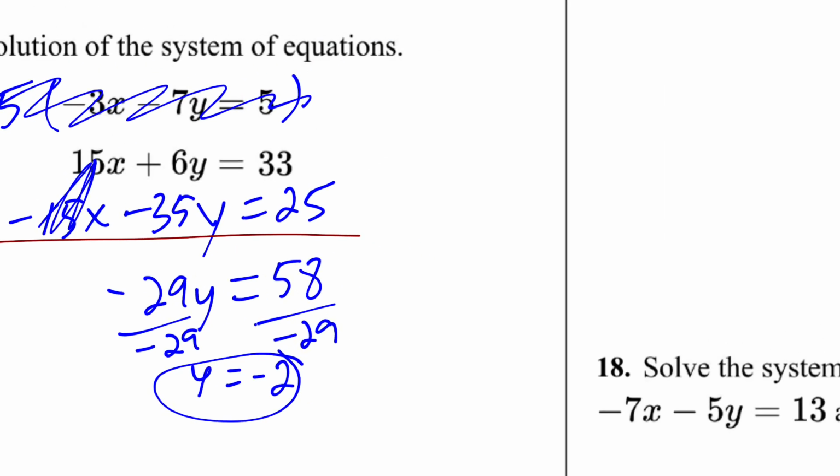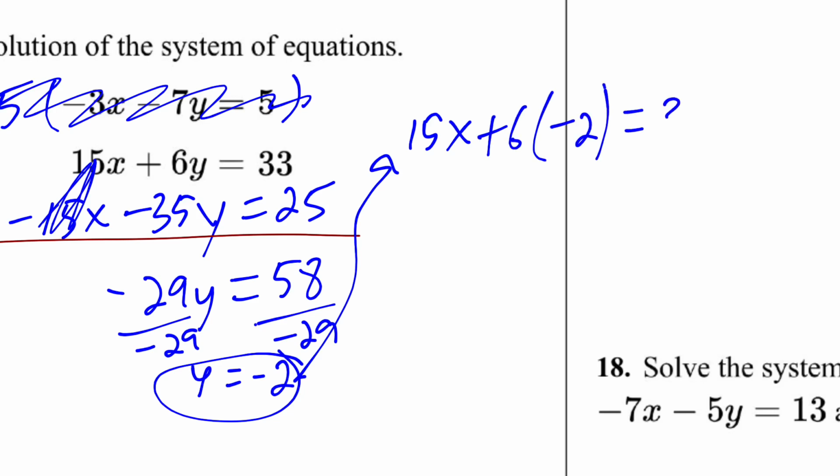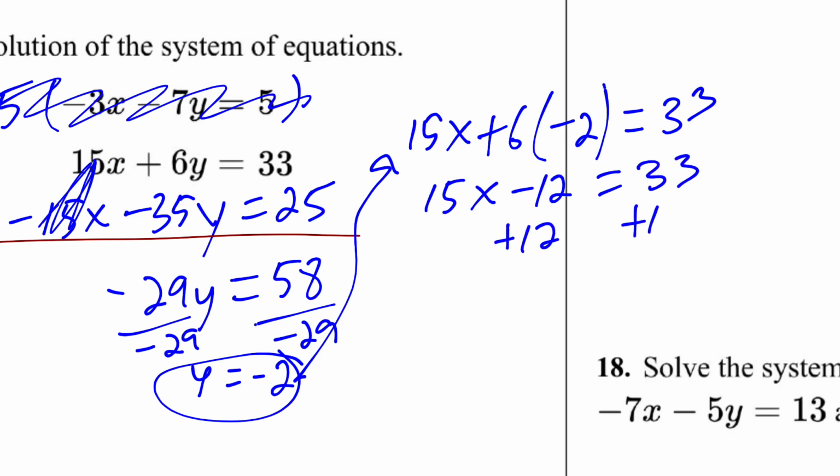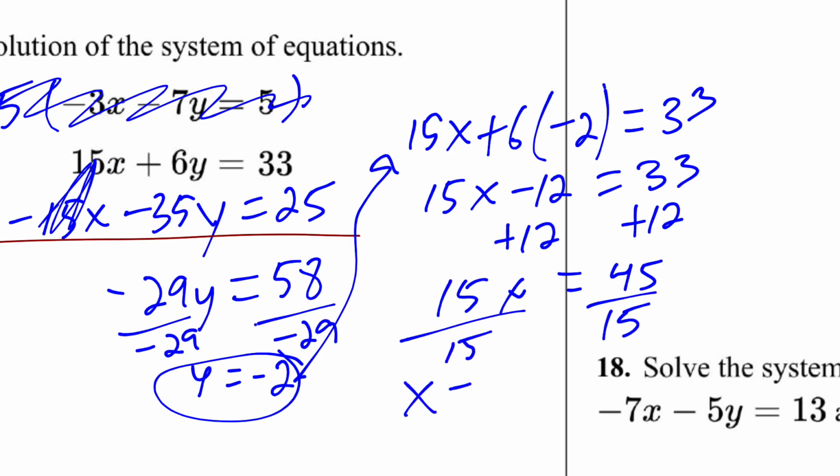Let's plug that back into this second equation here, I'll choose. 15x plus 6 times negative 2 is equal to 33. That's 15x minus 12 is equal to 33. I'll add 12 to both sides. 15x is equal to 45. Divide by 15. X is equal to 3.